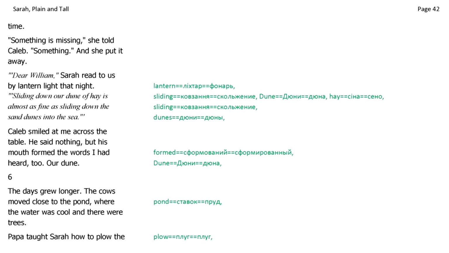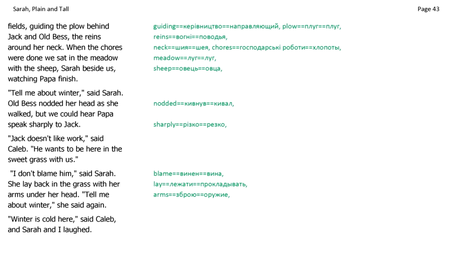Papa taught Sara how to plow the fields, guiding the plow behind Jack and old Bess, the reins around their neck. When the chores were done, we sat in the meadow with the sheep, Sara beside us, watching Papa finish. "Tell me about winter," said Sara. Old Bess nodded her head as she walked, but we could hear Papa speak sharply to Jack. "Jack doesn't like work," said Caleb. "He wants to be here in the sweet grass with us." "I don't blame him," said Sara. She lay back in the grass with her arms under her head. "Tell me about winter," she said again.